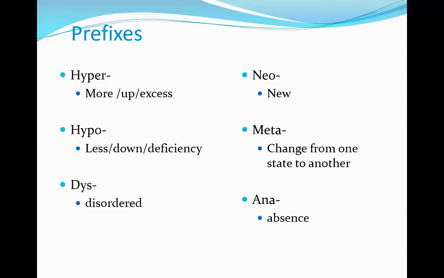Anaplasia means change of the shape of the cells. You are not able to recognize them. Normally, when you look under the microscope, you can easily identify squamous epithelium and columnar epithelium. But in cancer, if it is a poorly differentiated cancer, you are not able to identify it.